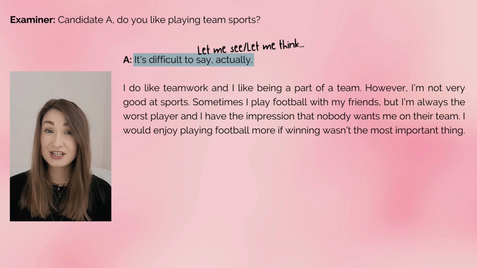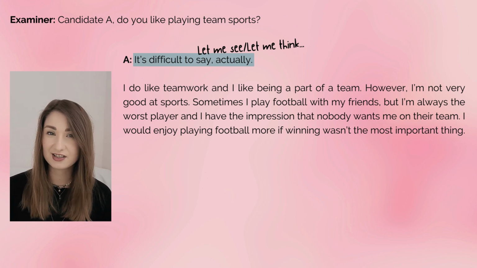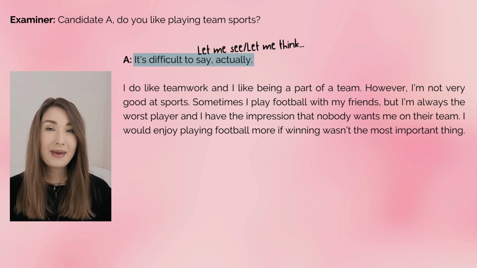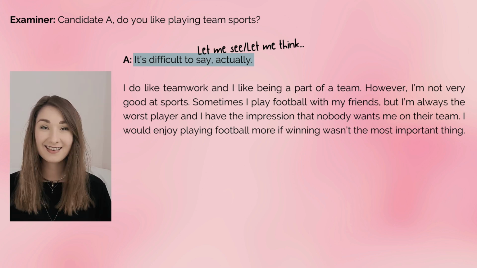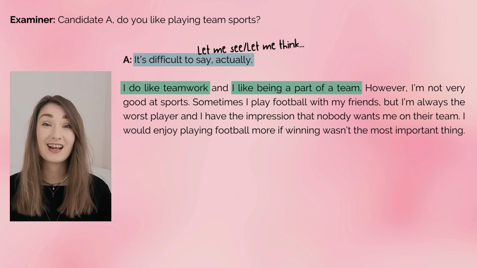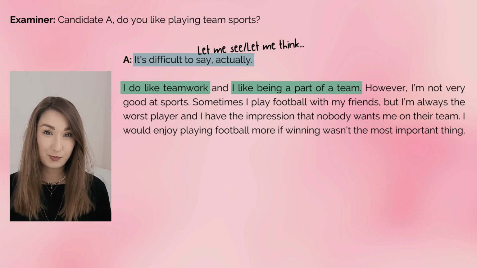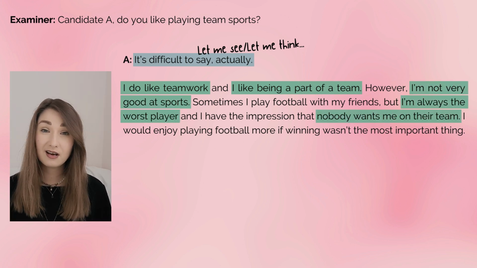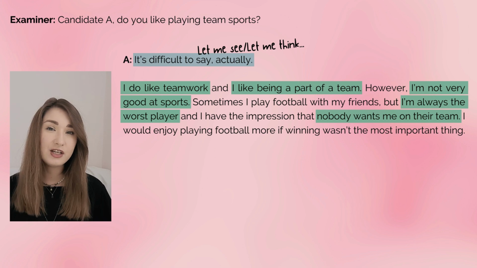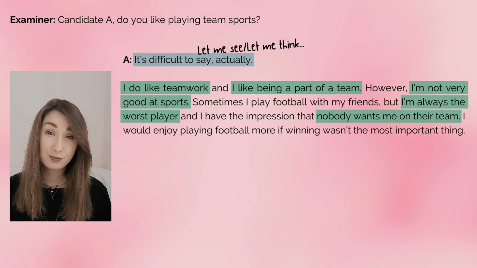If you find yourself in a similar situation where you can't really answer yes or no, make sure you talk about the aspects you like and the aspects you dislike. That's what I did. I said that I liked teamwork and that I liked being a part of a team. These are the aspects of playing team sports that I like. But I'm not very good at sports. I'm always the worst player. Nobody wants me on their team. These are the aspects of playing team sports that I don't like.